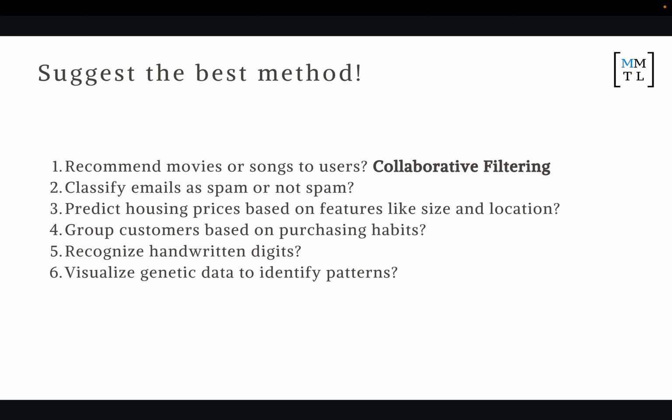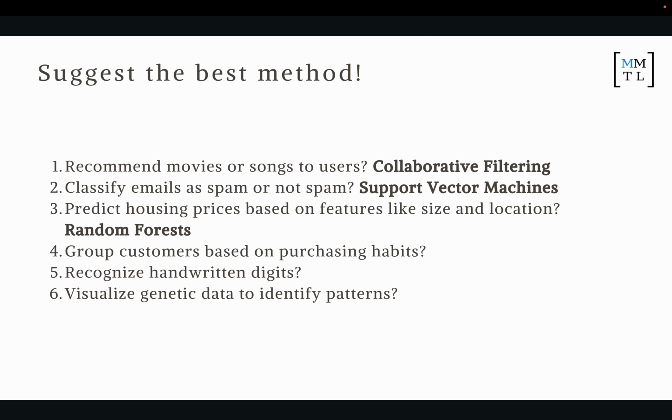SVM? Yep, SVM is a good choice. Okay, predict housing prices based on features like size and location. Yeah, regression. I mean, in this case, you can also use, I think, decision trees or random forests as well. Could also help, right? Group customers based on purchasing habits. Yeah, so K-means clustering, right?